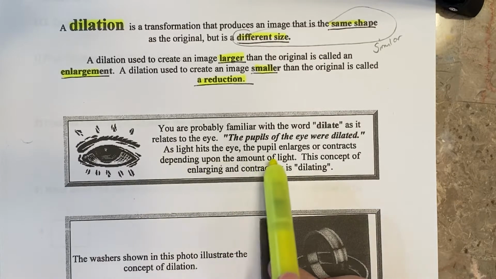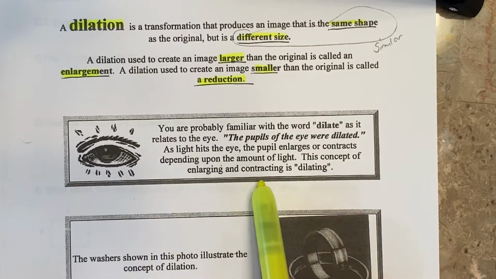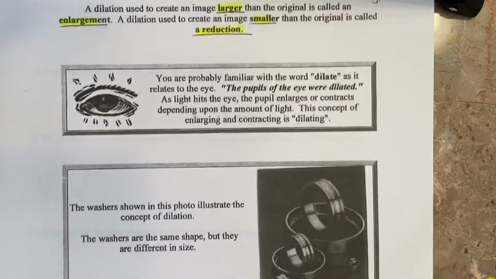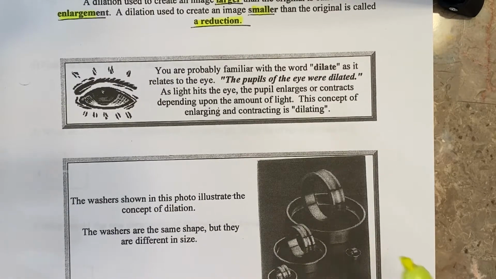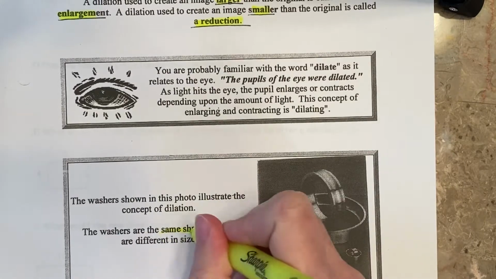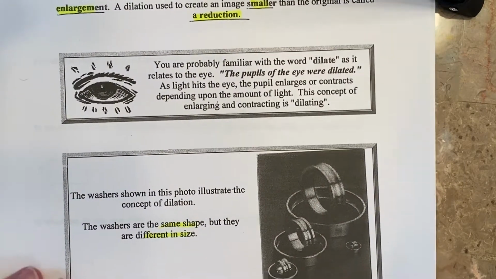As light hits the eyes, the pupil enlarges or contracts depending upon the amount of light. This concept of enlarging and contracting is called dilations. So the washers shown in this photo illustrate the concept of dilations. You notice that basically all of them are a circle, meaning they're all the same shape, but all of them are different sizes. So same shape, different size. Again, dilation is the only one that changes size.